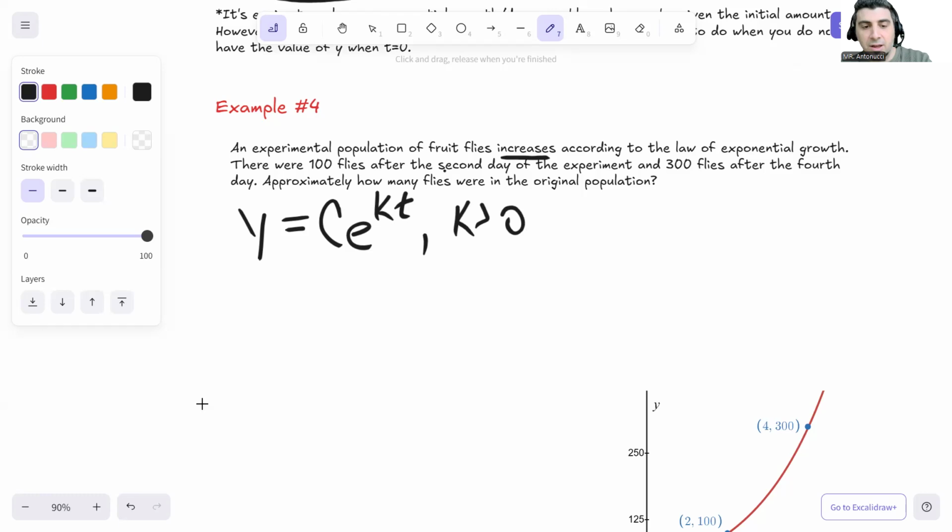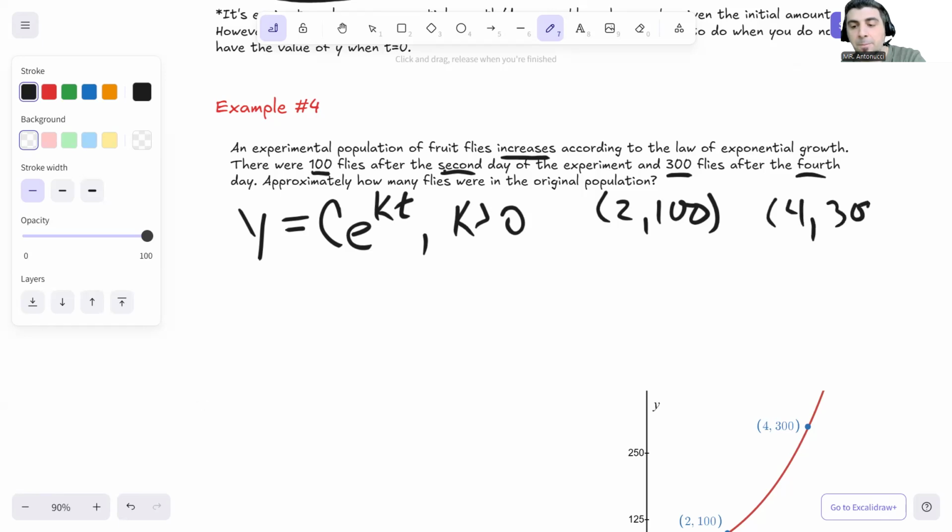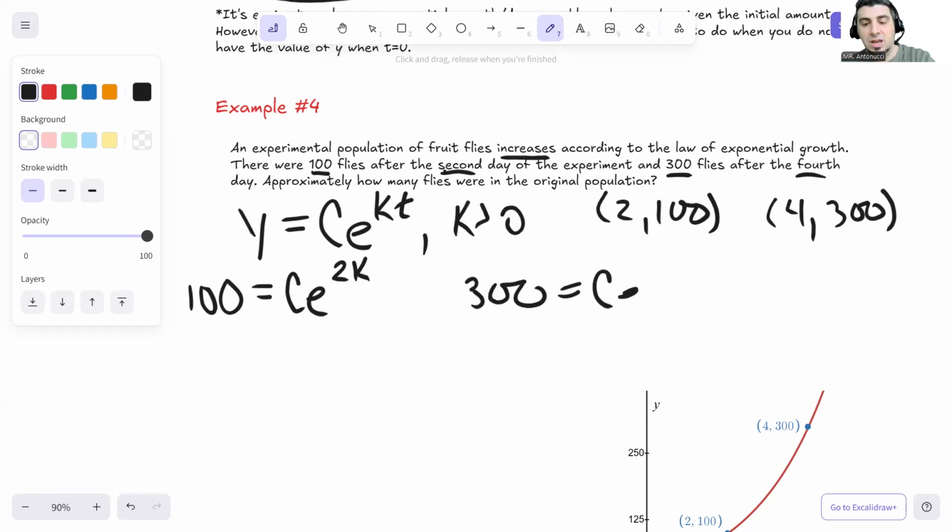After the second day, there were 100 flies, so 2, 100, and 300 flies after the fourth day, so 4, 300. How many flies were in the original population? That's what we want to know. Well, we could plug in both those points. So we know that 100 equals ce to the 2k, and we know that 300 is going to equal ce to the 4k.